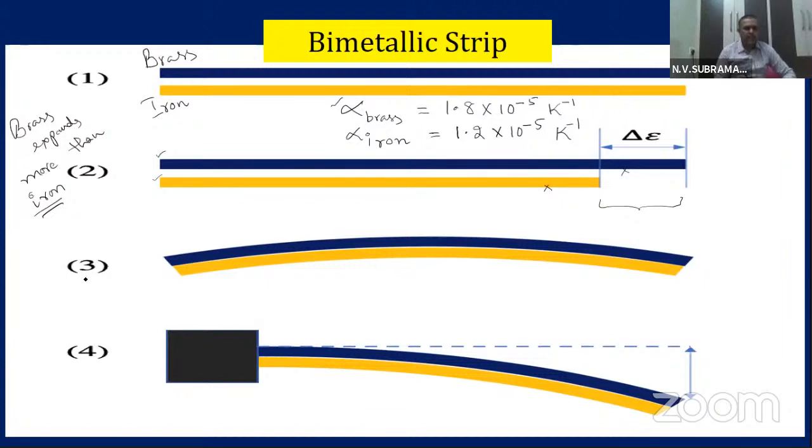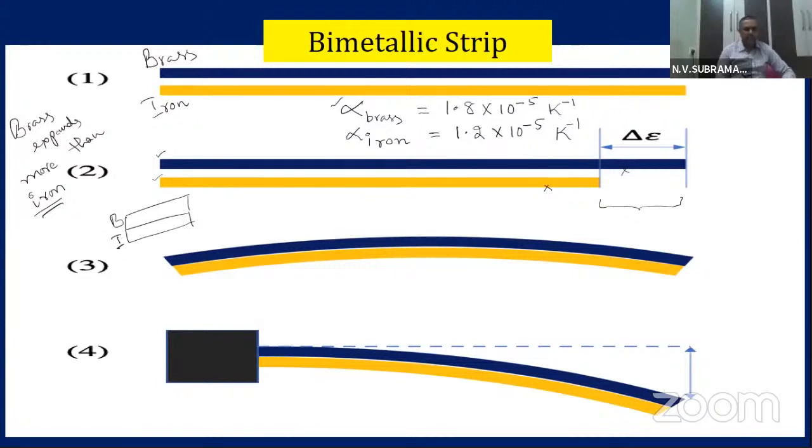Now see the third diagram, children. So what is a bimetallic strip actually? It is a strip in which two metals are welded together, brass metal and iron metal.